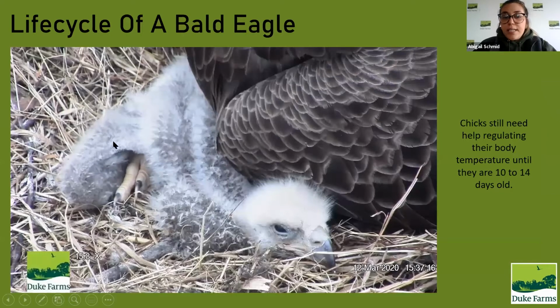Okay, so I did say that birds are warm-blooded, right? They can regulate their body temperatures. But up until these eagle chicks are 10 to 14 days old, they still need help, right? They still need help regulating their body temperature. So we see here a chick that has hatched out of their egg, but is still being sat on by either the male or female eagle. And that is, again, to help them bring their body temperature up until they are able to do that themselves.